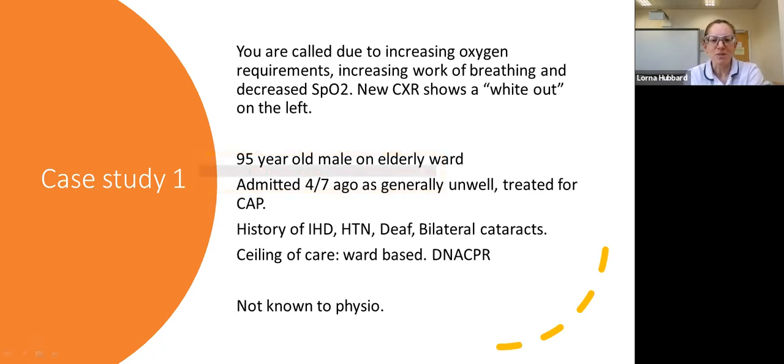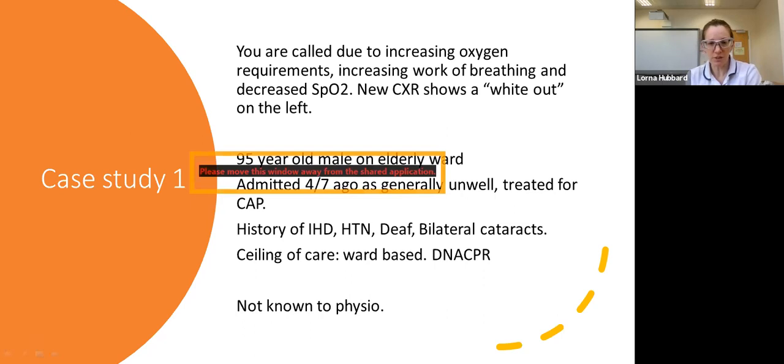Right. So you've been called to this patient because their new chest x-ray has shown a whiteout on the left. It's a 95-year-old man on an elderly ward, admitted 4 days ago. Generally unwell and treated as CAP. Symptoms initially weren't specifically respiratory. He has a history of ischemic heart disease and hypertension, he's deaf and has bilateral cataracts. The ceiling of care has been established as ward-based care, and he's not for CPR. Not known to the physio team.